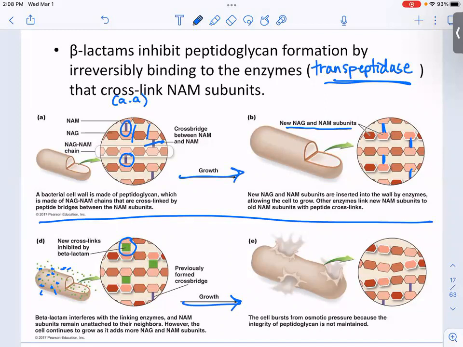Because that cell wall is not totally intact, it's going to be really susceptible to osmotic pressures. In other words, when the cells are normally in a hypotonic environment, water is trying to enter into the cell. And eventually, if the cell wall is not intact, then it will not stay intact and it will burst. So it's not really the beta-lactam itself, it's because the cell wall weakens and then it's susceptible to water coming in and lysing the cell.